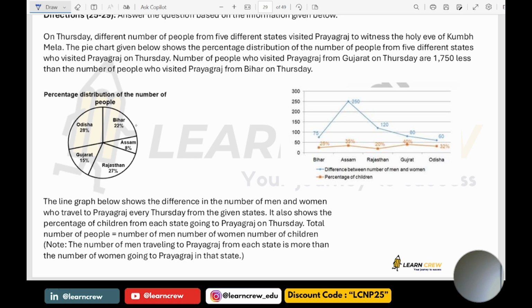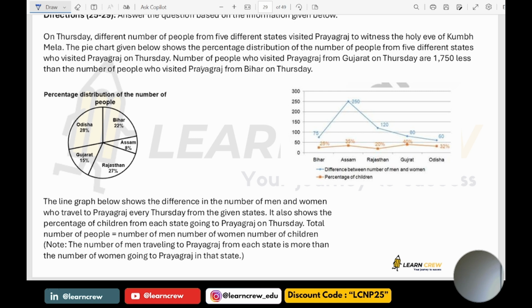Okay. Now the percentage distribution of the number of people is given here. Now from this, what can you say? See, if the total number of people who are visiting Prayagraj from the 5 states together is 100% of x, then what do you understand?